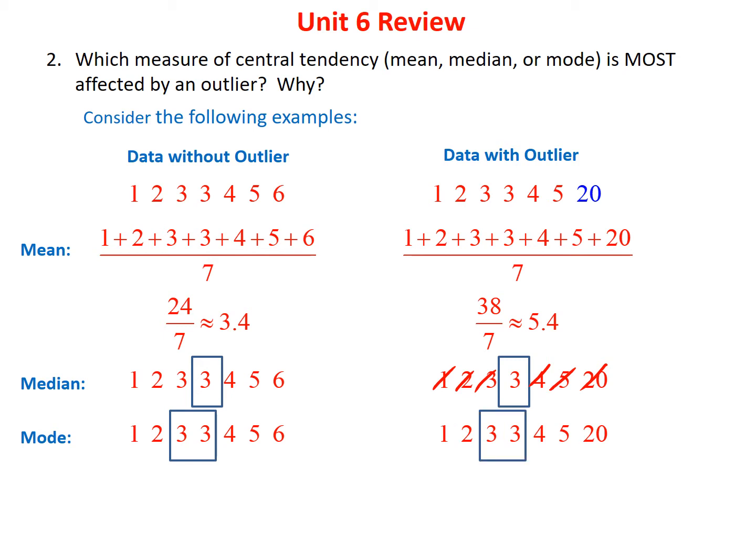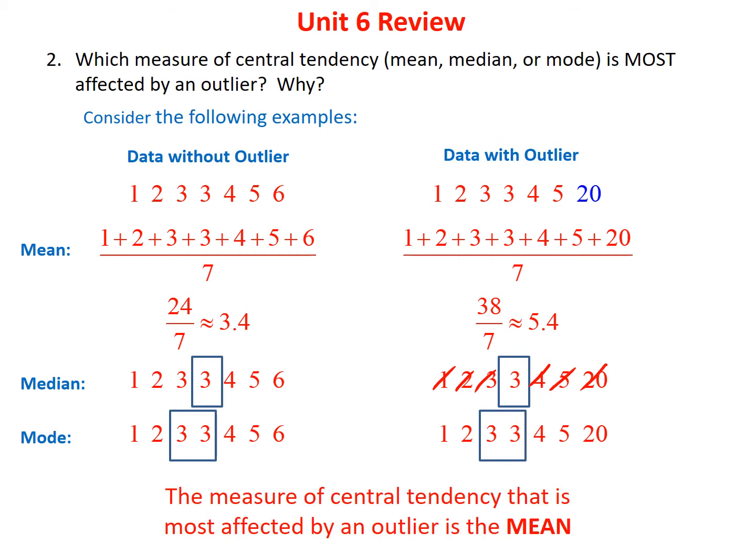So when you ask the question, which measure is most affected by an outlier, obviously it's the mean. Because notice when we put in an outlier that was much bigger, it caused the mean to go from 3.4 up to 5.4. So when you have an outlier, it affects your mean.